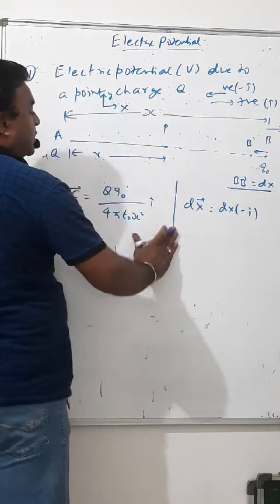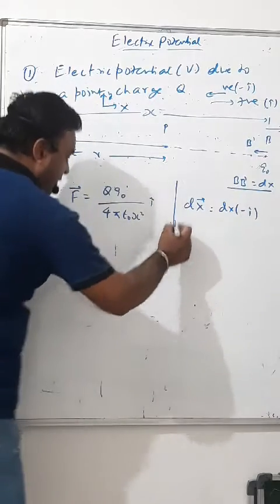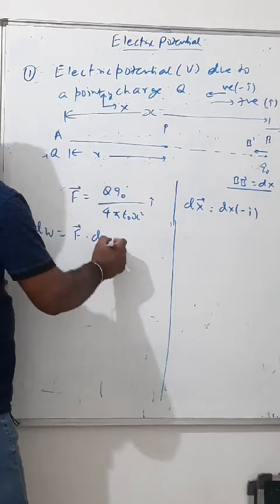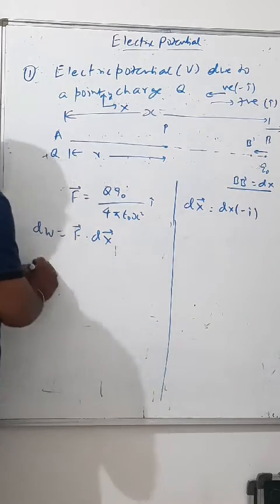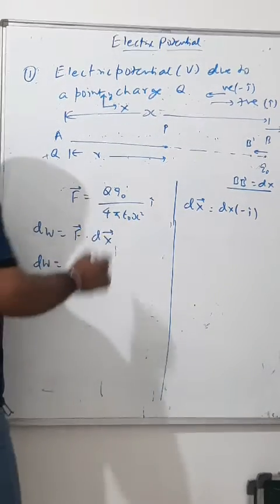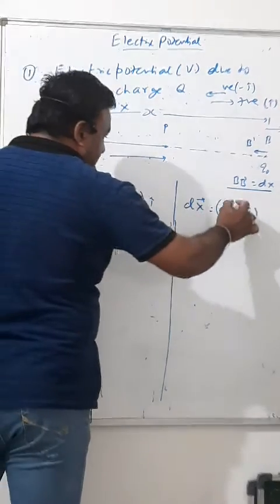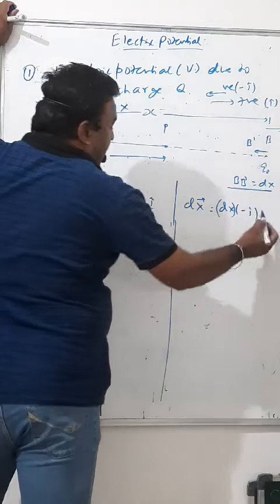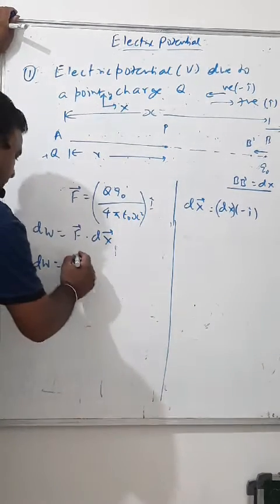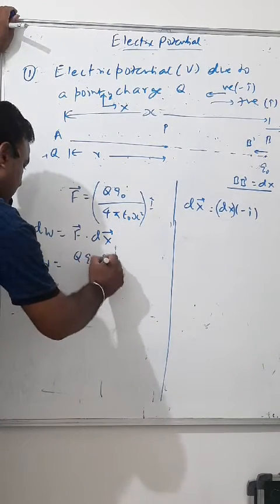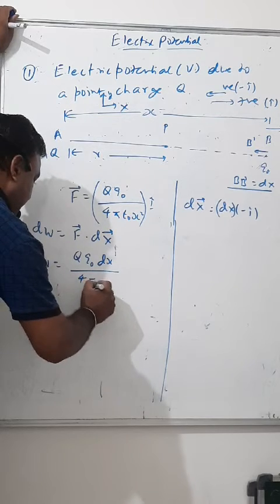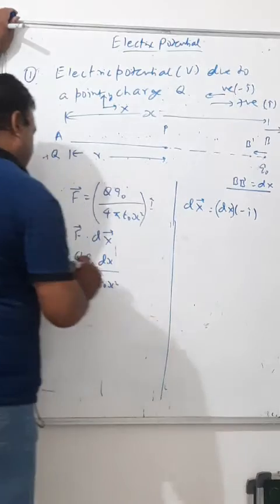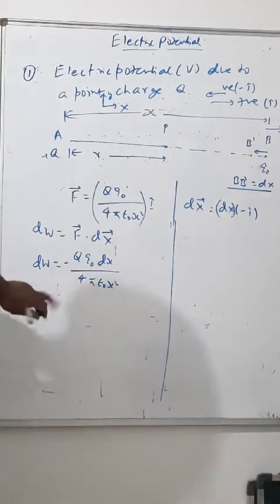Now, the work done from B to B dash is dW equals F dot dx. Very simple. This is a scalar quantity. The dot product occurs between vectors only. The dot product will occur between i cap and minus i cap. So I have Q Q naught dx by 4 pi epsilon naught x square, i cap dot minus i cap. It is minus 1.